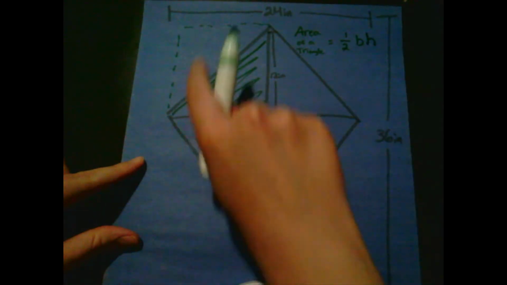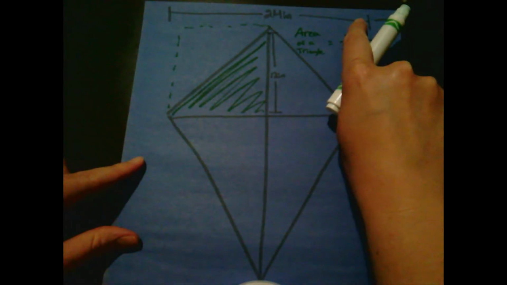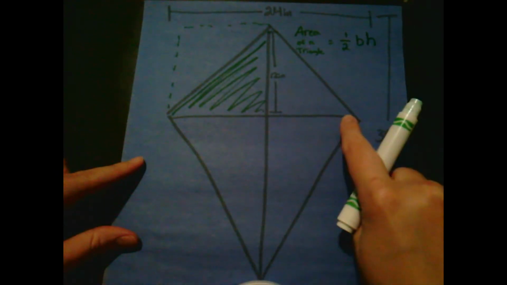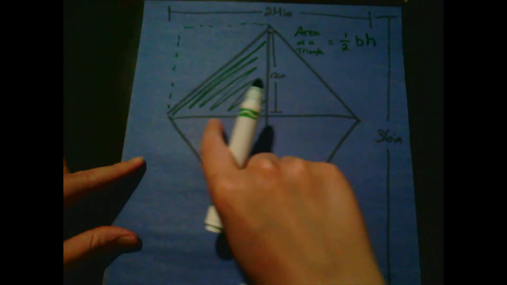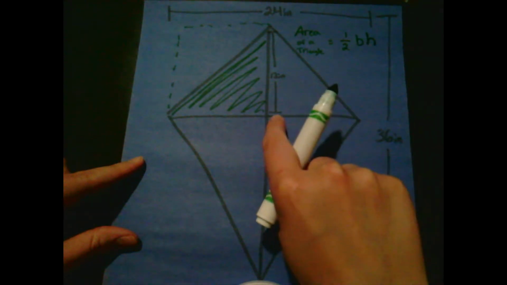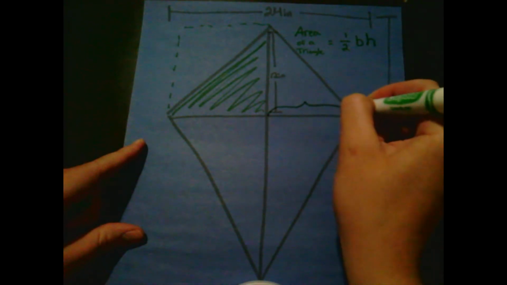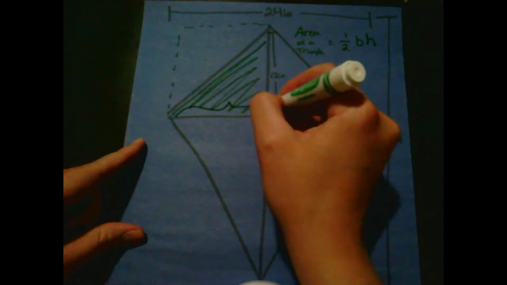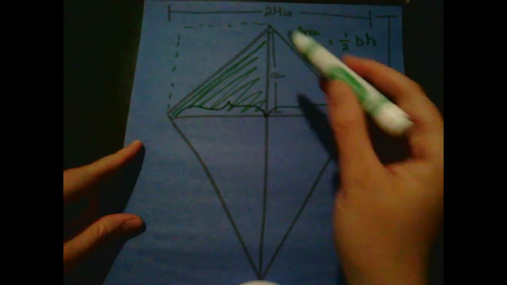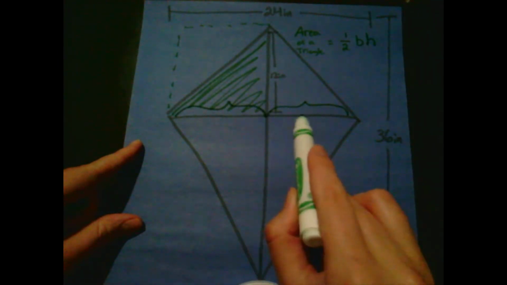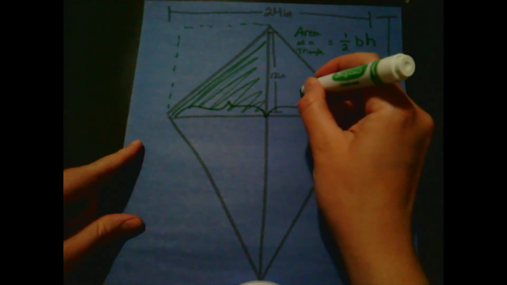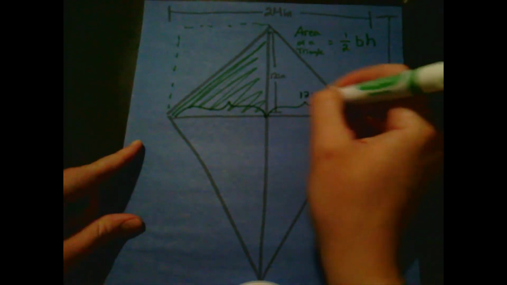Now if you notice, this length right here, they told us it was 24 inches. It looks to me like this is exactly half. So this is like a mirror image. A kite is a mirror image. So this portion right here is the same as this portion right here. So if we did 24 divided by 2, we would get 12 inches. So each of these lengths is 12 inches.